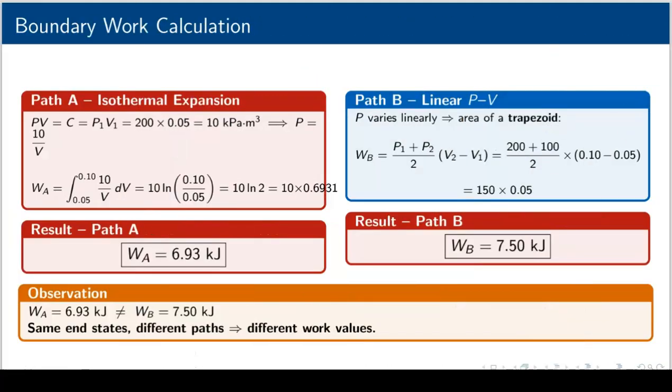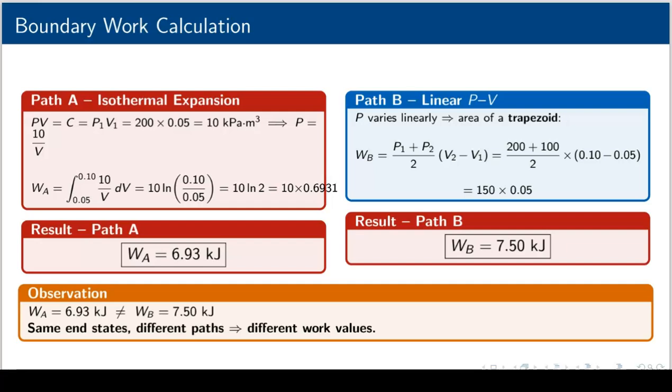Now for path A, isothermal expansion, for an isothermal process PV is equal to constant. So C is equal to P1 V1, so 200 into 0.05, so 10 kilopascal meter cube. So P will be 10 by V. So now WA is equal to the integral from 0.05 to 0.10 of 10 by V dV. If we do the integration of PdV, WA will be 6.93 kilojoule.